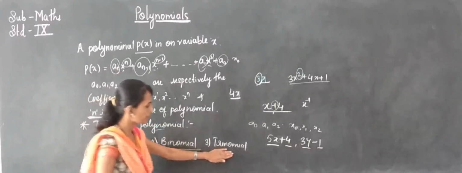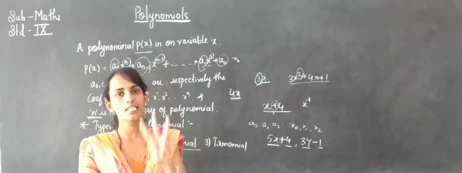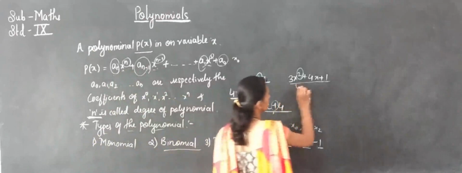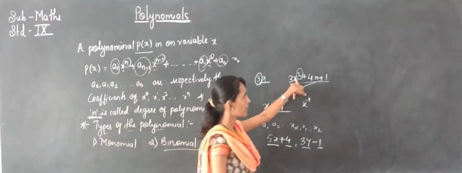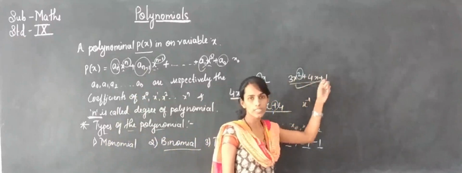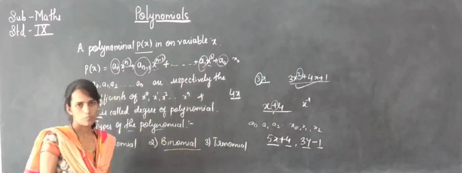So the next one is the trinomial. What is a trinomial? The polynomial which has three terms, where tri means three. So a polynomial which has three terms is called a trinomial. Here 3x is one term, 4x is another term, and 1 is another. So totally 1, 2, 3 terms. The polynomial which has three terms is called a trinomial.